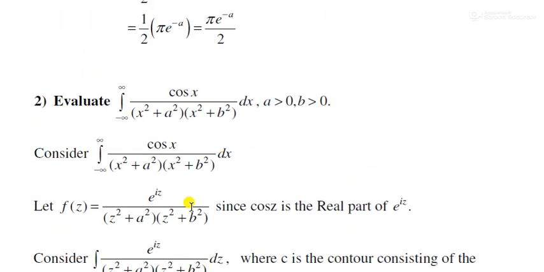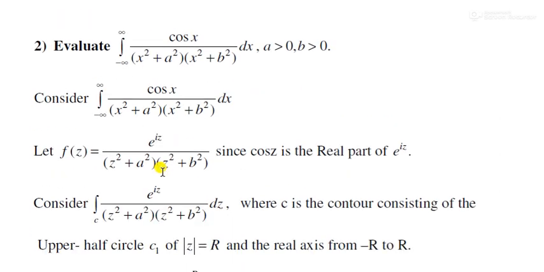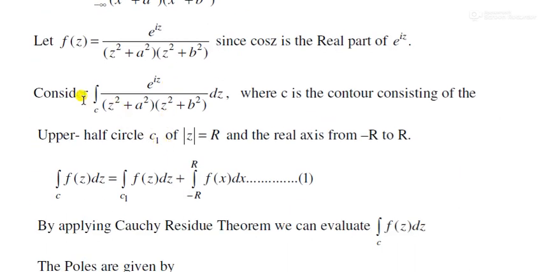See the next problem. Evaluate the integral from −∞ to +∞ of cos x/((x² + a²)(x² + b²)) dx. Now by replacing x by z, we get cos z/((z² + a²)(z² + b²)). Cos z is nothing but the real part of e^(iz), so instead of cos z, I am just rewriting it as e^(iz). So the integral over C of e^(iz)/((z² + a²)(z² + b²)) dz.